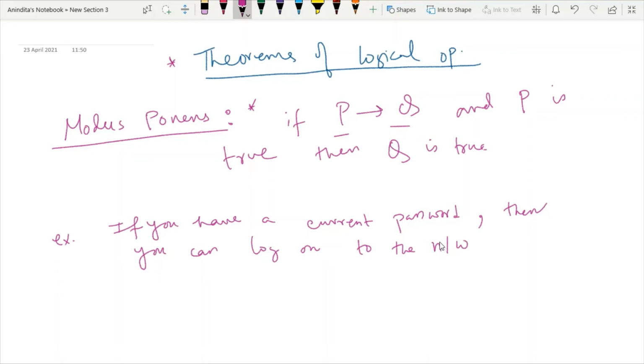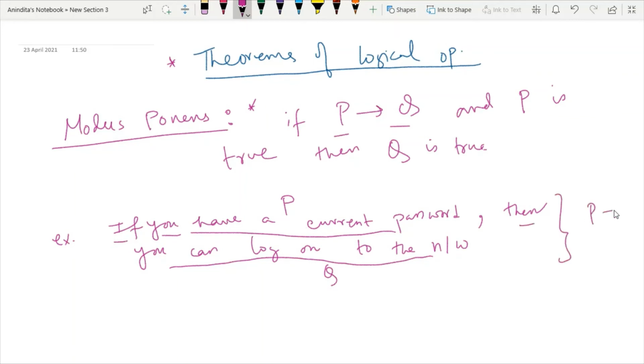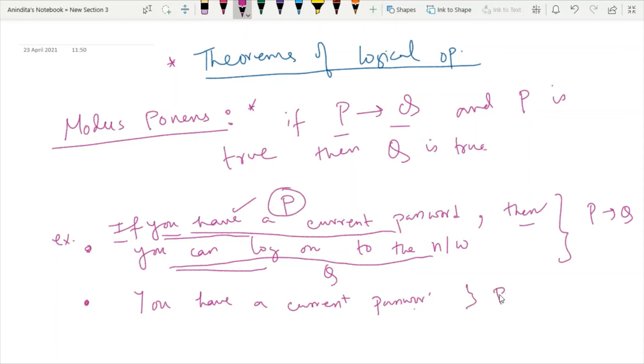So this is the first statement. If you have a current password, that is P, then you can log on to the network, that is Q. We have if and then, so I can write it as P implies Q. This is your first statement. And in the second statement, it is given that you have a current password. So you have a current password means P. This statement will be represented as P.